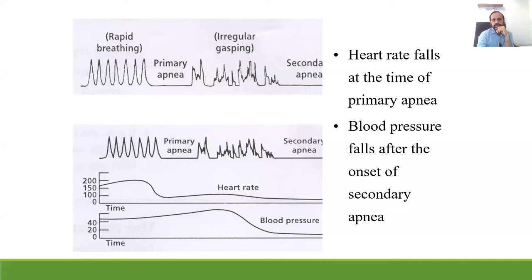So that is what we label as primary or secondary apnea. But first and foremost thing to know is that the apnea after the baby takes a breath is mostly due to obstructive apnea, which can be due to secretions. So suction is the most important part when it comes to that.